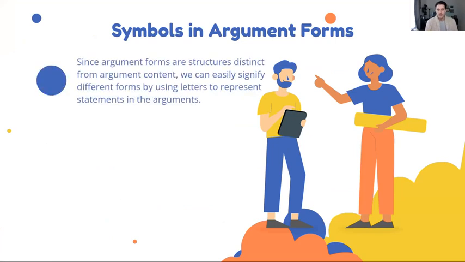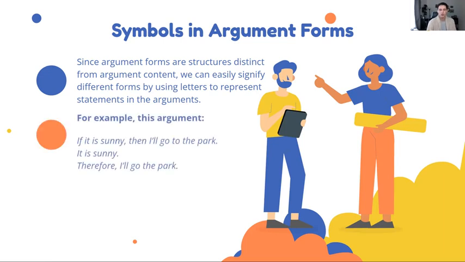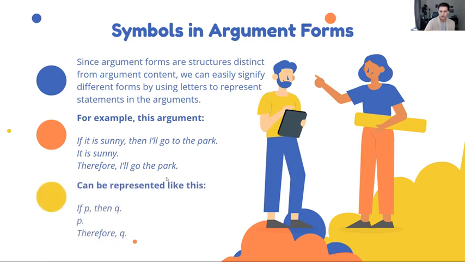So since argument forms are structures distinct from argument content, we can easily signify different forms by using letters to represent statements in the arguments. This is a pretty common convention, not just in logic, but also in math and science, where we use variables or things to stand in place of other things. So for example, let's look at this argument. If it is sunny, then I'll go to the park. It is sunny, therefore I'll go to the park. Now we can represent the pieces of this argument with P's and Q's. We could also use A's and B's, F and G.